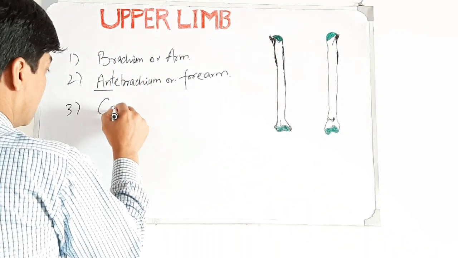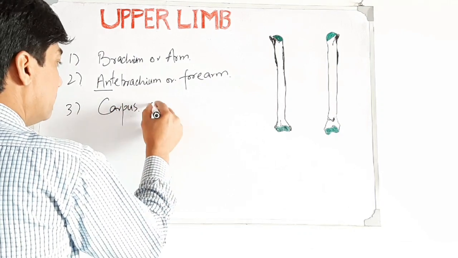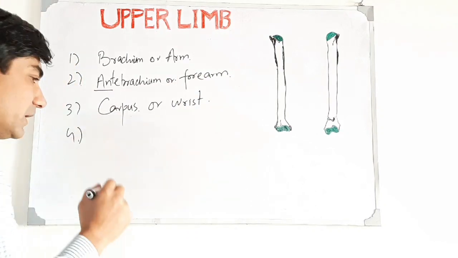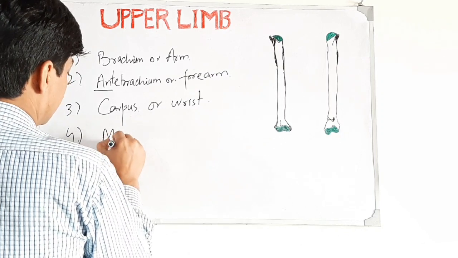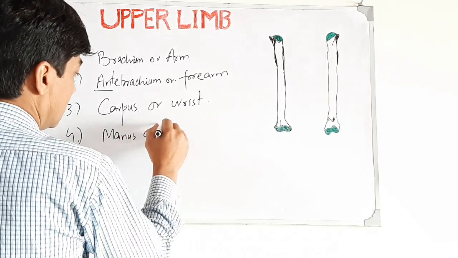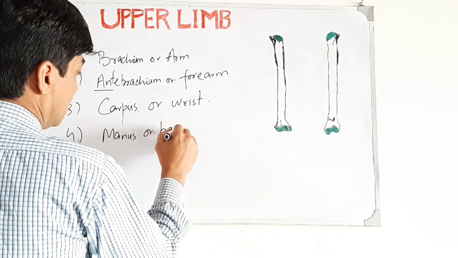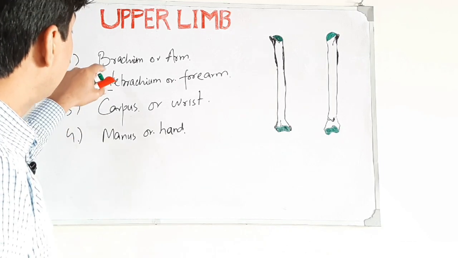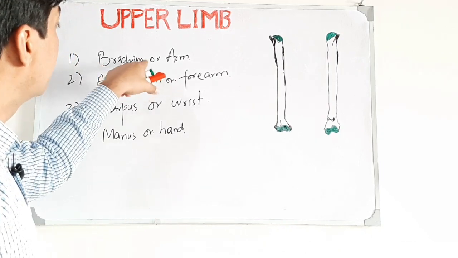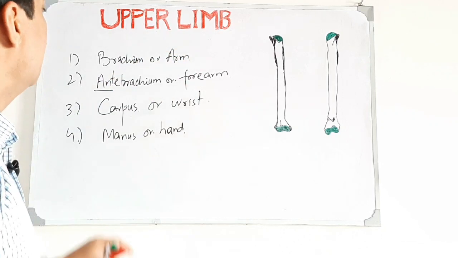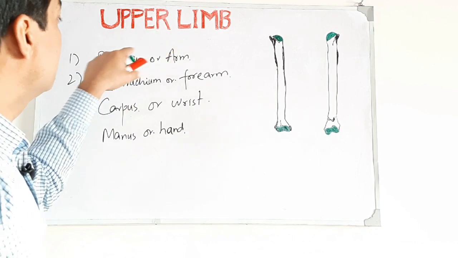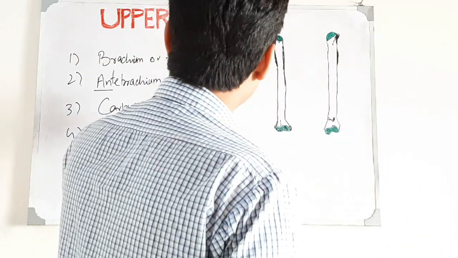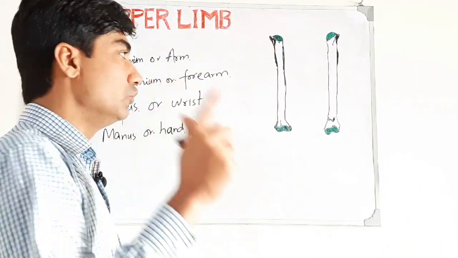And third is carpus, simply called the wrist. Fourth one is manus, and also call it hand. First of all, we are going to look at brachium or arm. The first part of the upper limb, the brachium, extends from the shoulder to the elbow and contains only one bone, that is the humerus.